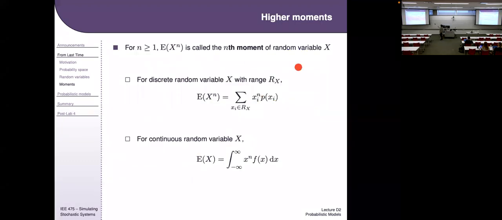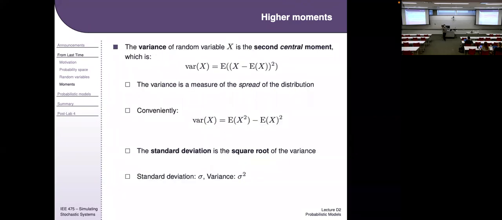We can do higher moments as well. It's the same formula, but we raise the distance or the outcomes to an exponent. And the reason we define those is that there are other useful properties that are easy to derive from higher order moments, like variance, which measures the spread of a random variable.